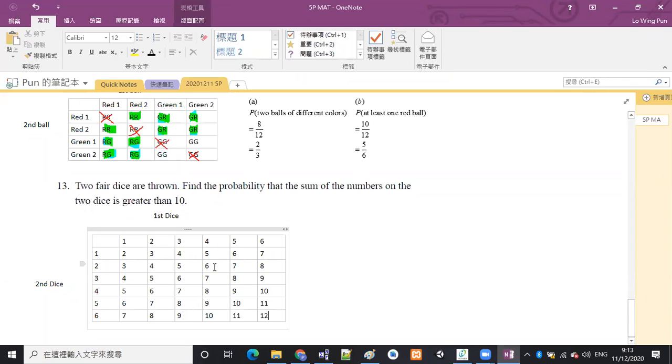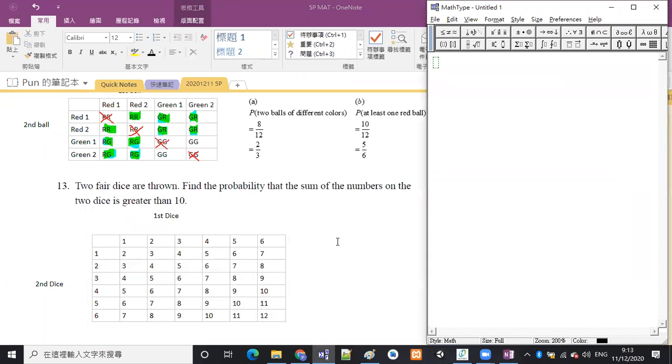How many outcomes are there? Remember, these are the outcomes, okay? Okay, so we are going to find probability. Probability is a fraction, and the denominator is the number of outcomes. So there will be 36 outcomes, right?